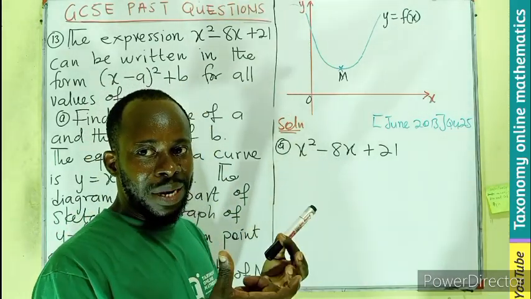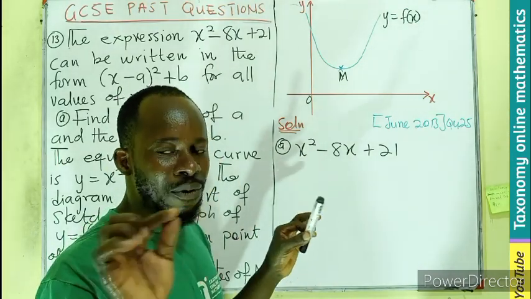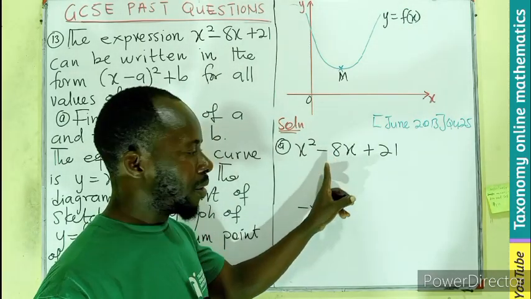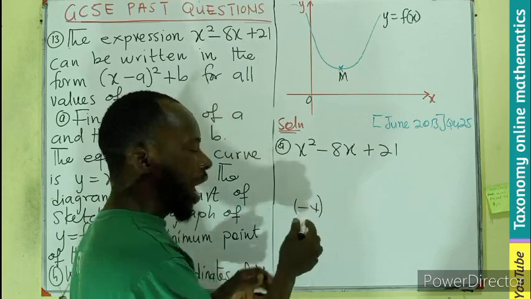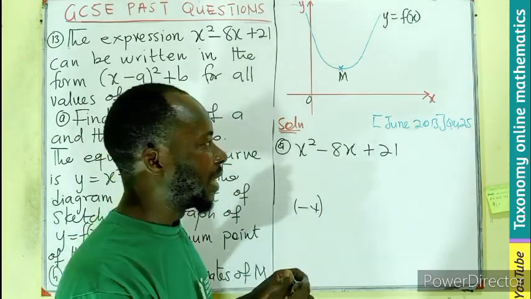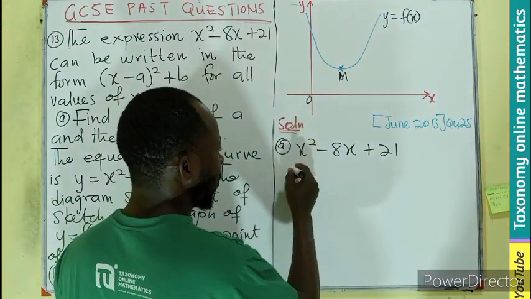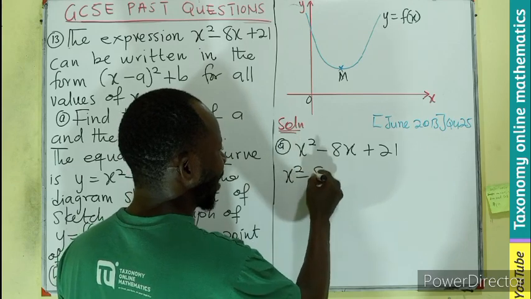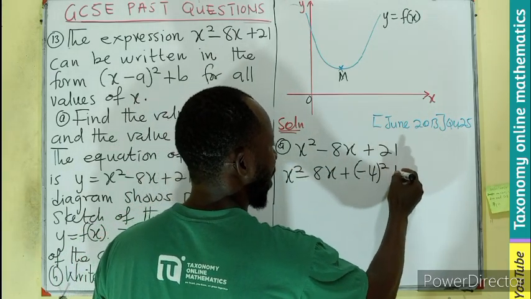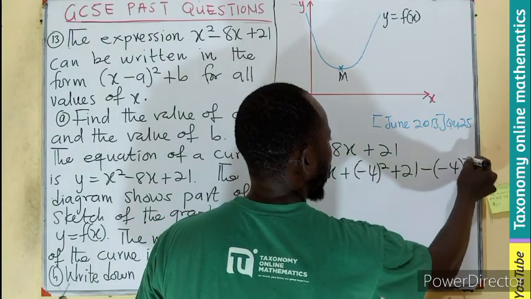What is the middle term? The coefficient of x, which is minus 8. Half of that will give you minus 4. You find the square of that. So we are adding the square of that and subtracting it. What I mean is that if I have x squared minus 8x plus minus 4 all squared, plus 21 minus minus 4 all squared.